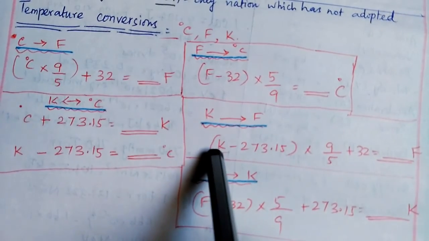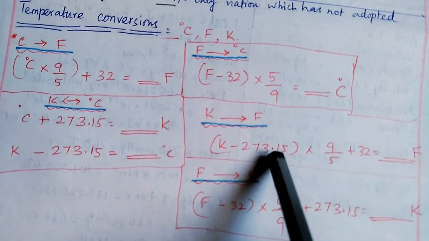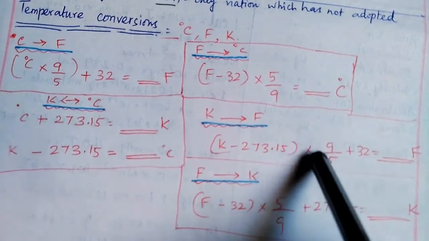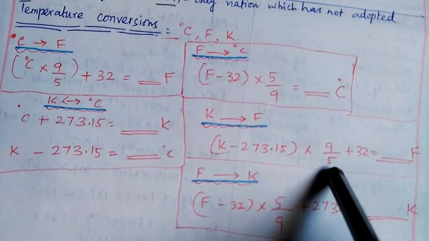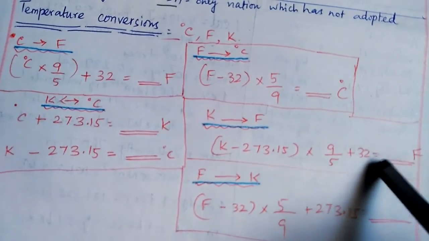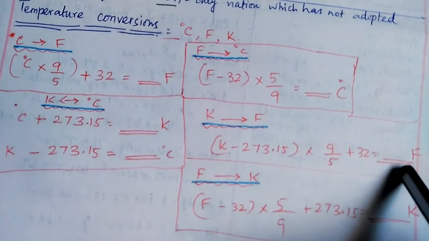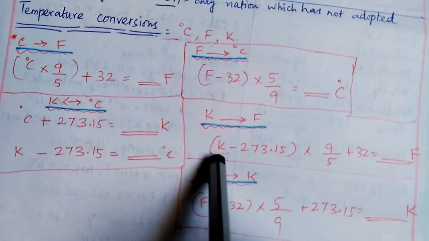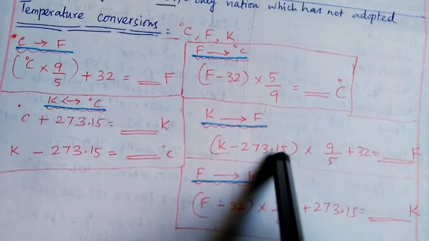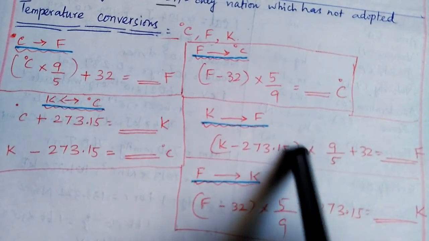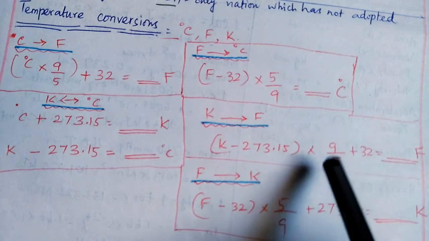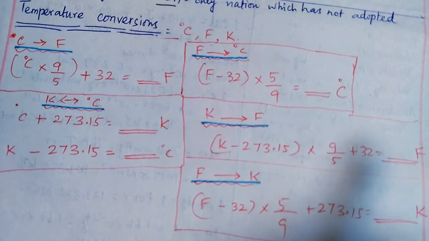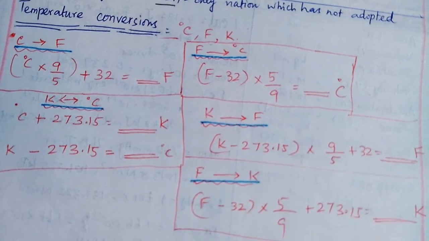Now, what can we do if we have a Kelvin value and we want the Fahrenheit value? The Kelvin value minus 273.15 should be simplified first, and after that we should multiply that by 9/5. Then afterwards we should add 32. We will get the value in Fahrenheit. So first the Kelvin value minus 273 should be done, that should be multiplied by 9/5, and that value should be added with 32. That gives us the value in Fahrenheit.